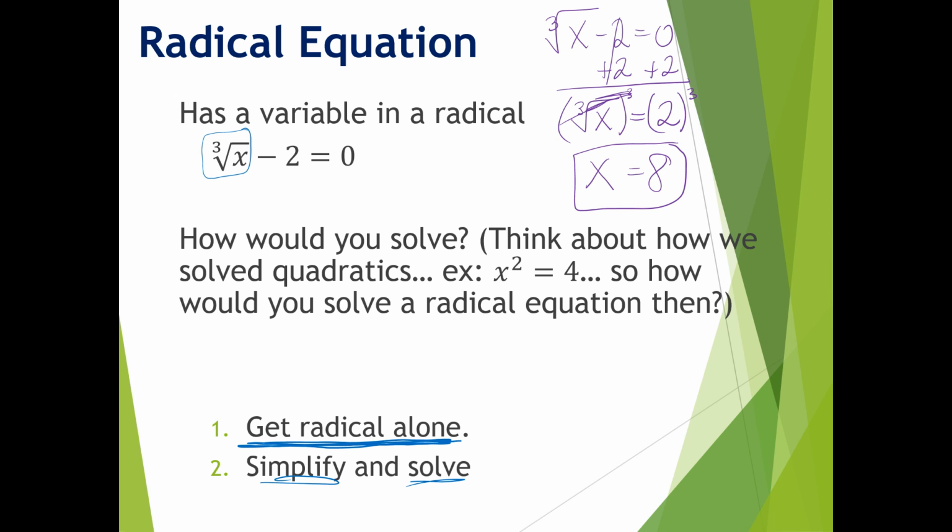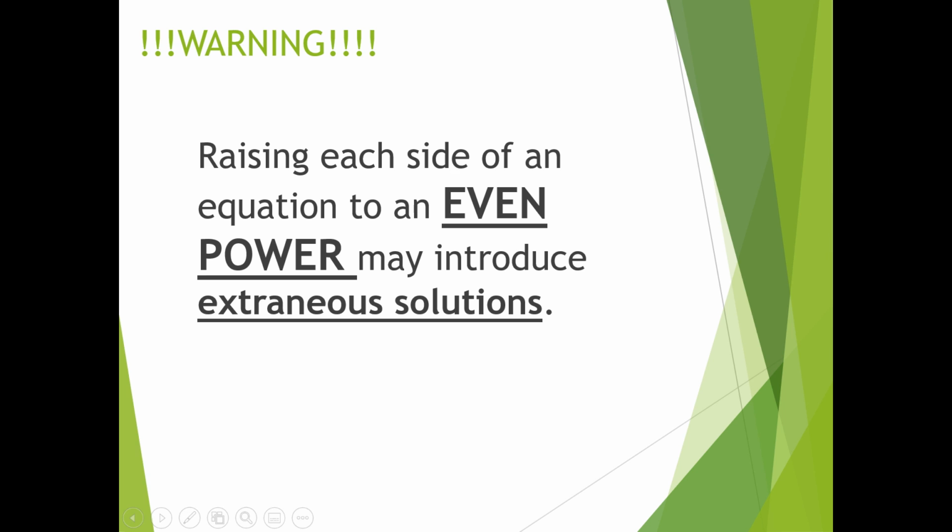Okay, so first get the radical alone. So if something's being added to it, you got to subtract it. If something's being multiplied, you got to divide. Just like you get any x term alone. Then use your power to get rid of it, and then continue solving, okay? So one thing is that we have to be aware of extraneous solutions, especially when we're dealing with even powers.